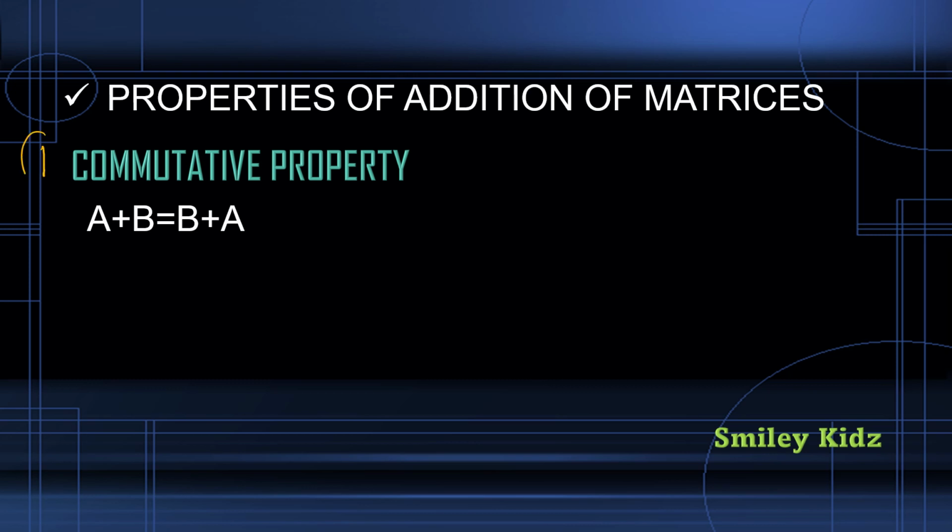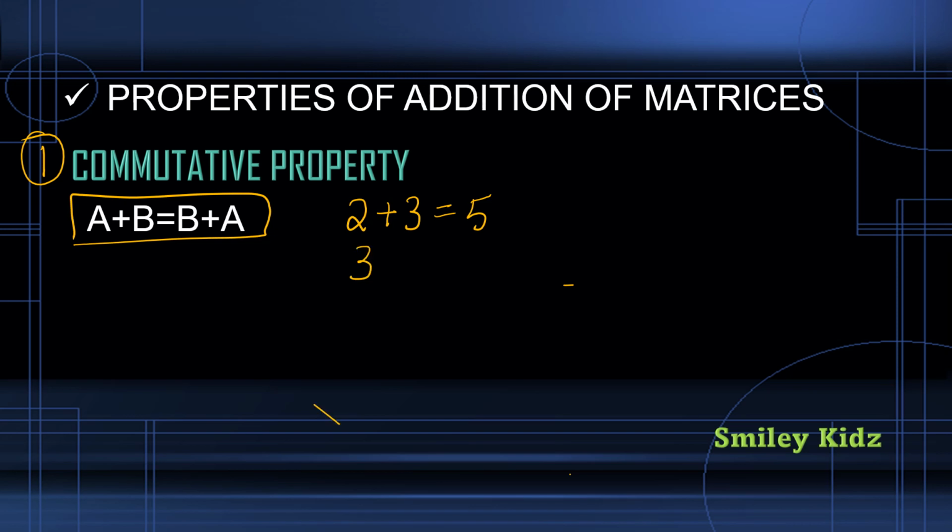firstly, we have commutative property, which says A plus B equals B plus A. Before we dive into the addition of matrices and their properties, first let me talk about commutative property, which we have studied in our lower grades. Well, 2 plus 3 is 5. Now if I change the order of the digits, let's say I say it as 3 plus 2, it will still be equal to 5, isn't it? Now I'll put this into matrices. This is the commutative property of natural numbers that we have studied in our lower grades.